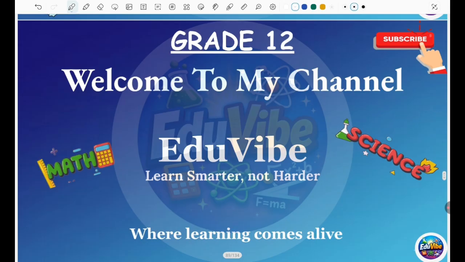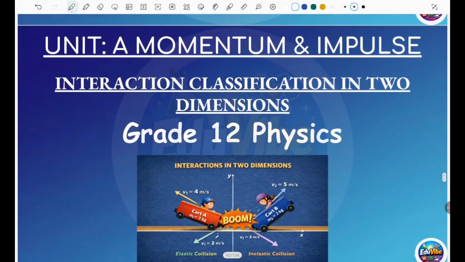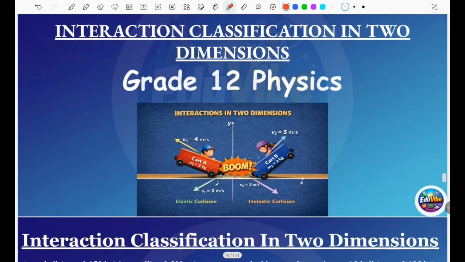Today we're doing another topic of momentum and impulse, which is the collision classification in two dimensions. It's the same topic we did in one dimension, where we deal with the kinetic energy. If the kinetic energy is equal, it's an elastic collision. If it's not equal, it's an inelastic collision. The same aspect applies in two dimensions.